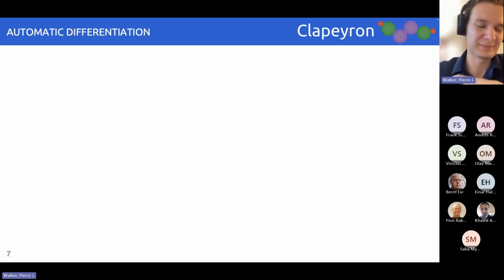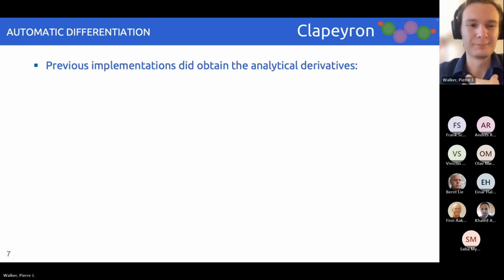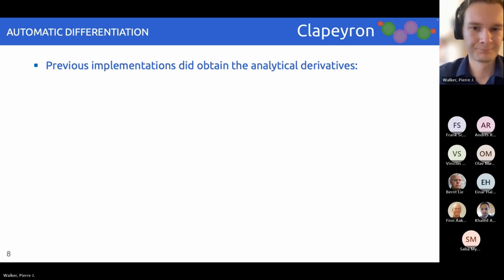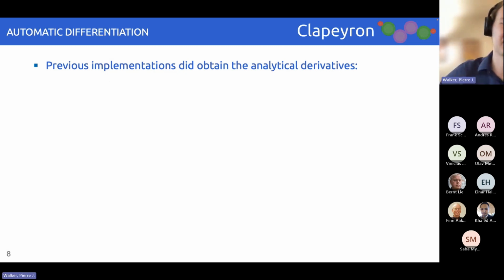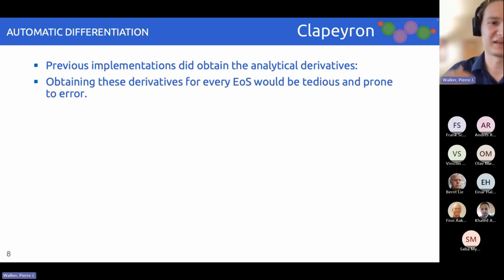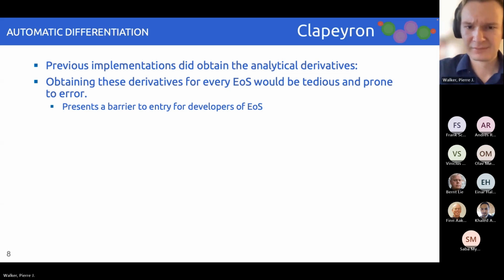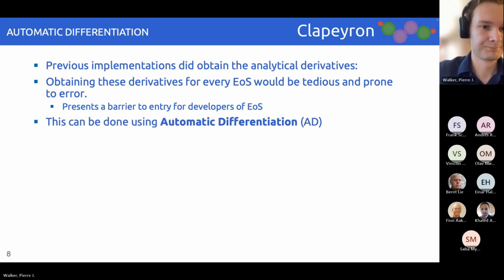Just to show you how it used to be done in some older packages, most of the people would derive these derivatives analytically. And these derivatives can get very messy very quickly, as these equations can be absurdly long. Now, of course, this approach can be quite tedious and prone to error, and has really acted as a barrier to entry for developers of equations of state.